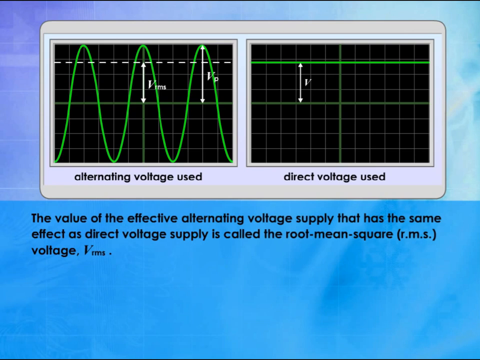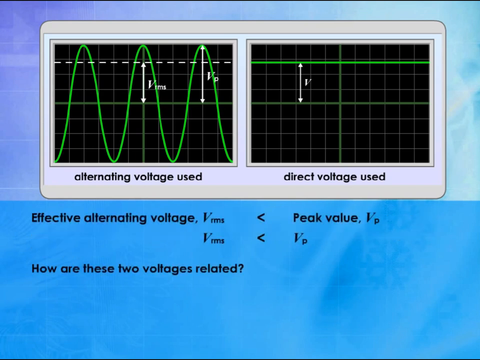The value of the effective alternating voltage supply that has the same effect as direct voltage supply is called the root-mean square, RMS voltage, VRMS. The effective alternating voltage, VRMS, is less than the peak value, VP, of the alternating voltage supply. How are these two voltages related?